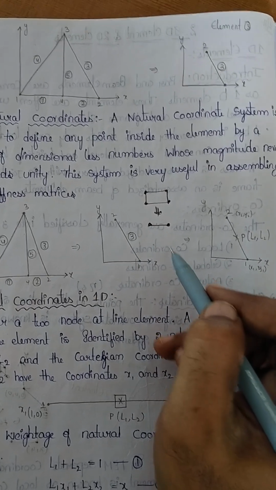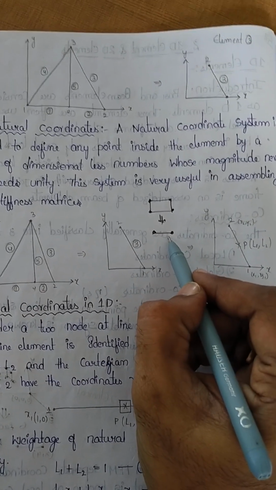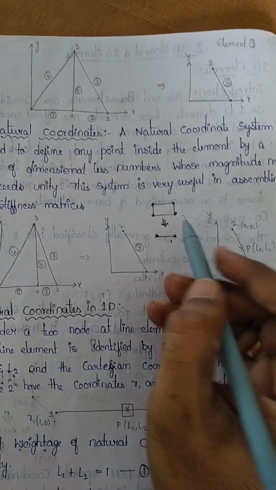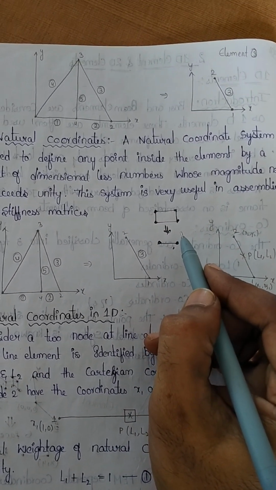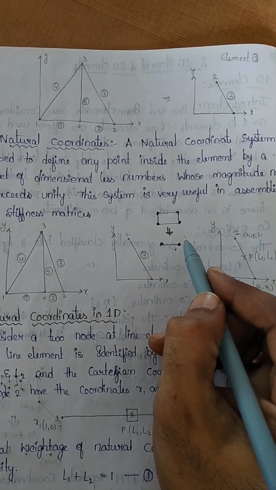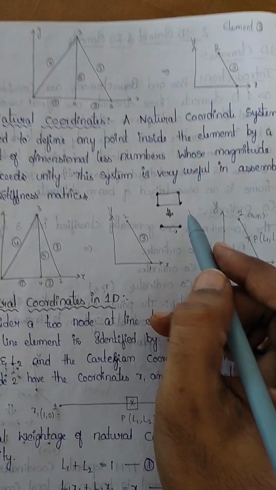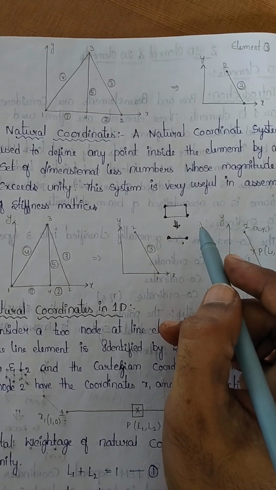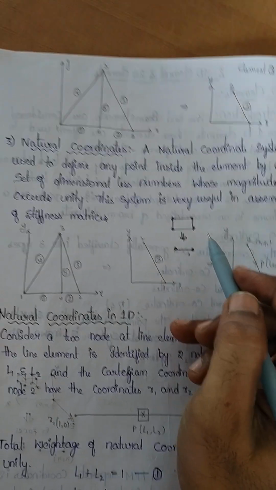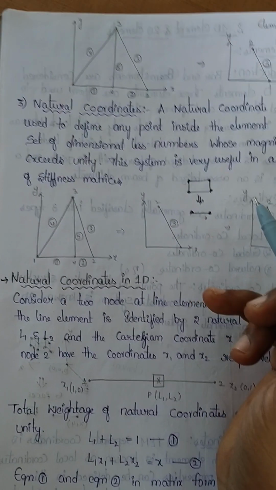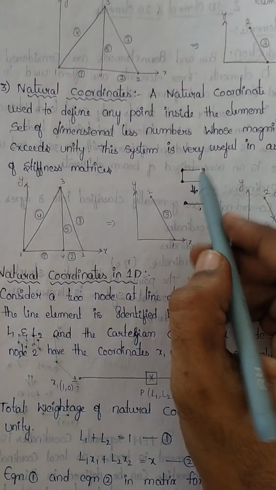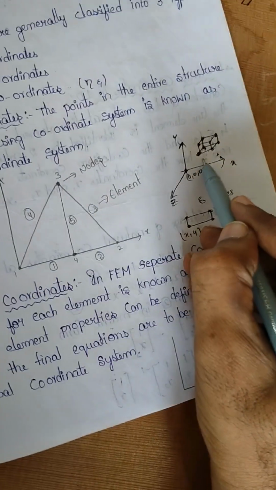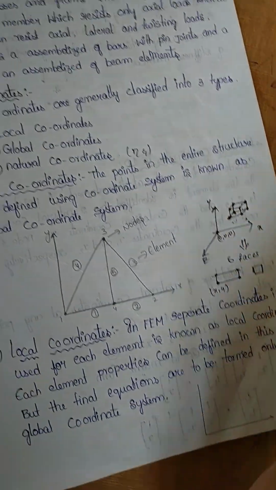How many 2 by 2 matrices will be required? Here we are having 4 elements. So 4 2 by 2 matrices we will assemble into a single 8 by 8 matrix. After that, that 8 by 8 matrix again we will assemble into a 24 by 24 matrix, where we will get the stiffness matrix of a cuboid element or a brick element.